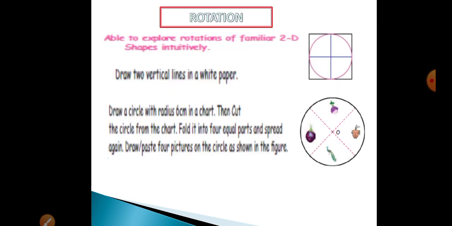In this video, you will learn about rotation, reflection and symmetry. Draw two vertical lines in a white paper. Draw a circle with radius 6 cm in a chart. Then cut the circle from the chart. Fold it into 4 equal parts and spread again. Draw or paste 4 pictures on the circle as shown in the figure.